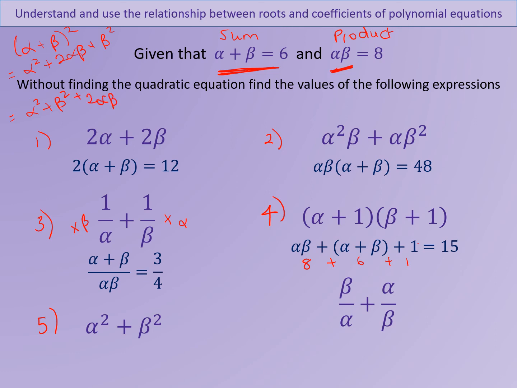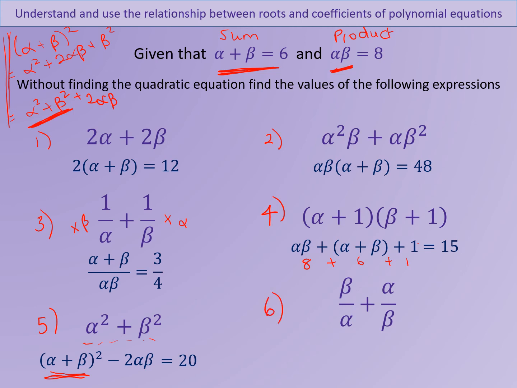Now notice that we have the alpha squared plus beta squared in this expression, which is what we have down here. And so alpha squared plus beta squared is equal to alpha plus beta all squared minus 2 alpha beta. So that is just us rearranging that top expression. Putting the values in gives us an answer of 20.